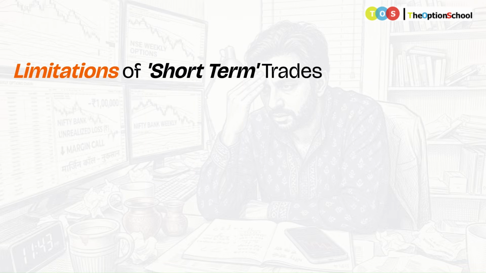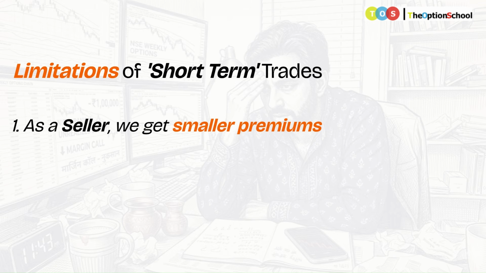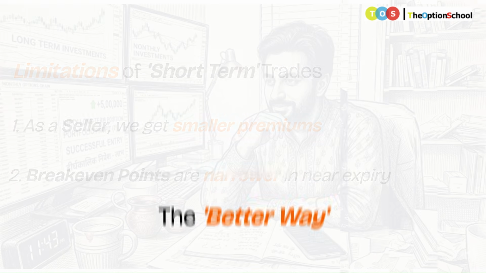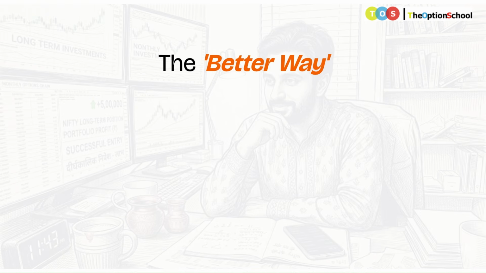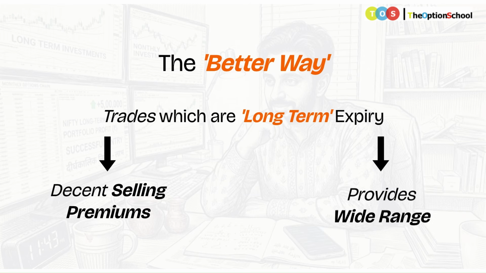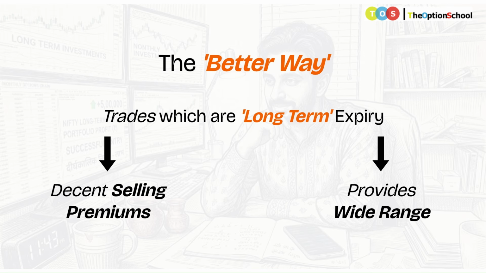Many times we see that doing short-term trades does not give desired results, mainly because as a seller we get very small premium, and because of nearer expiry, the break-even range of the trade is also low. A better way definitely is to take trades with long-term expiry, as it gives decent premiums and hence a very wide range within which the market can oscillate and still give profits.